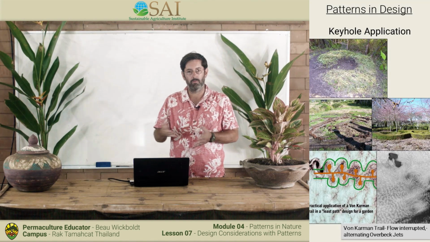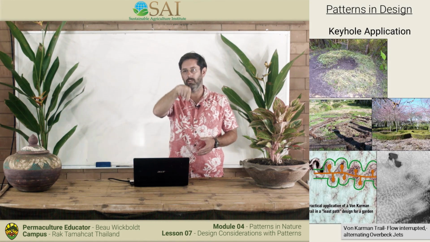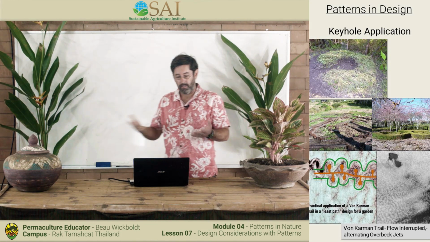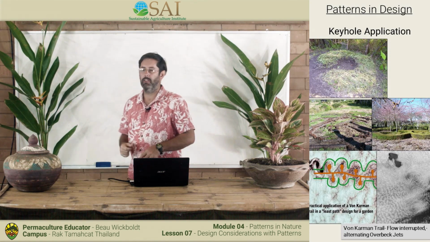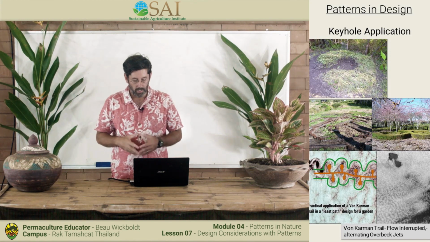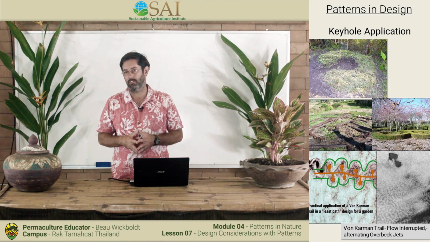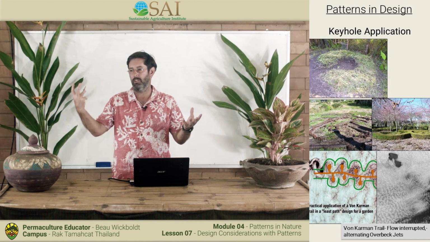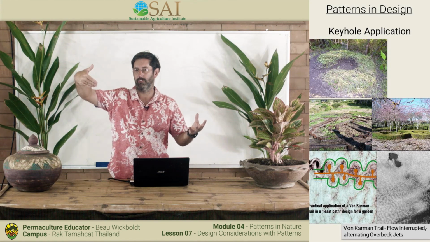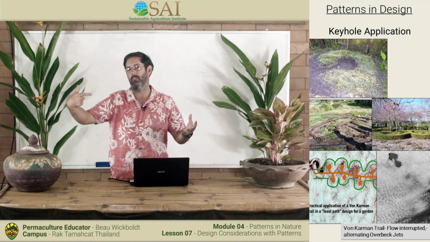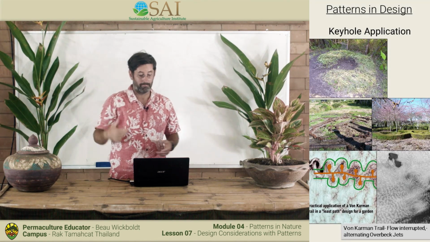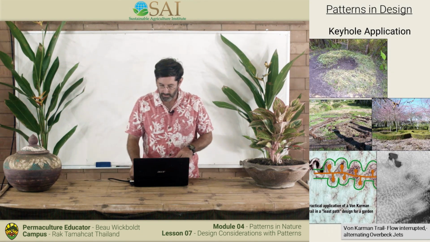So here's a keyhole concept. I look at a door, the old school keyhole. You can see the keyhole overlaid on the von Ekman spirals. So von Karman trails, interrupted alternating Overbeck jets. Remember, the Overbeck jet, the mushroom, is actually the inverted plane of a spiral through turbulence. So there's one, pretty nice. So how do we do that?